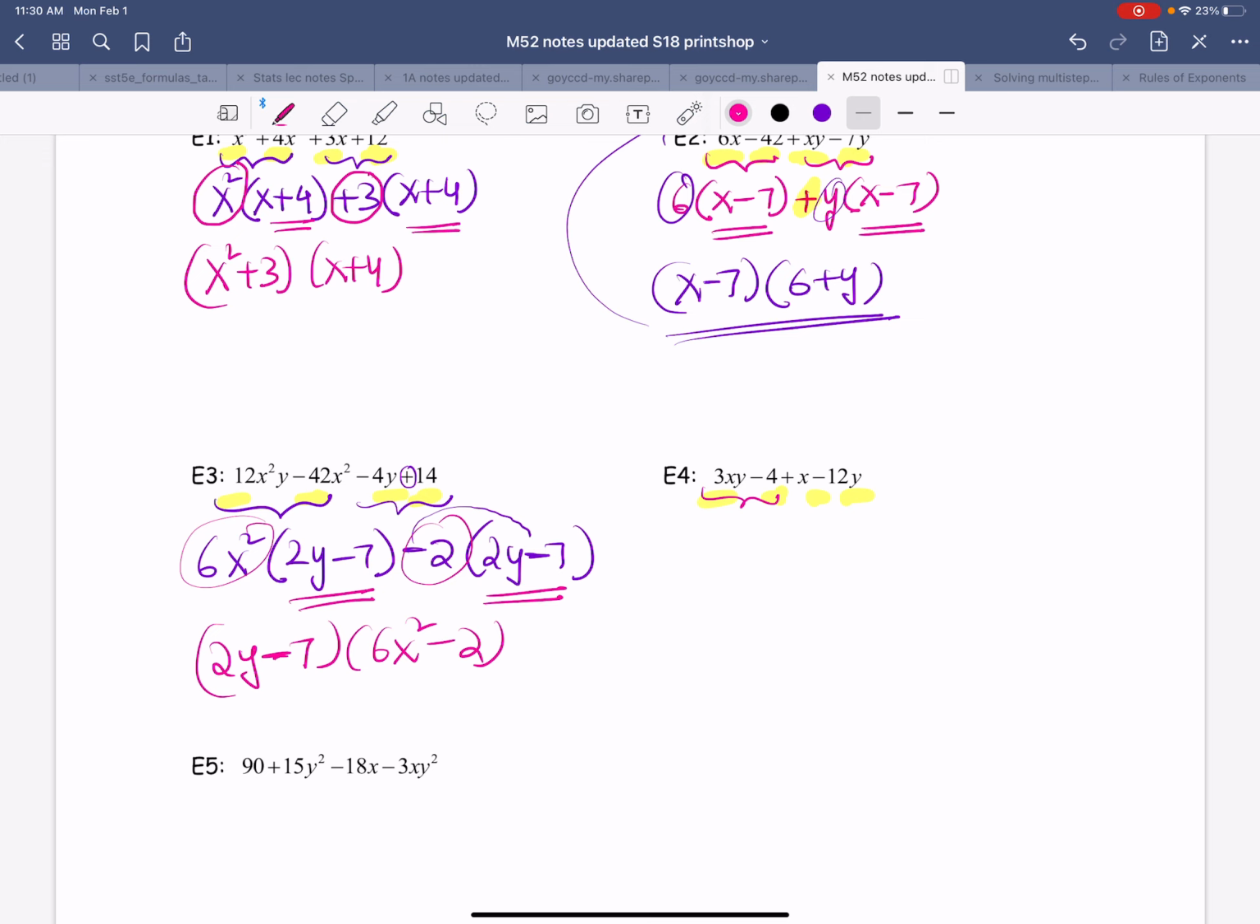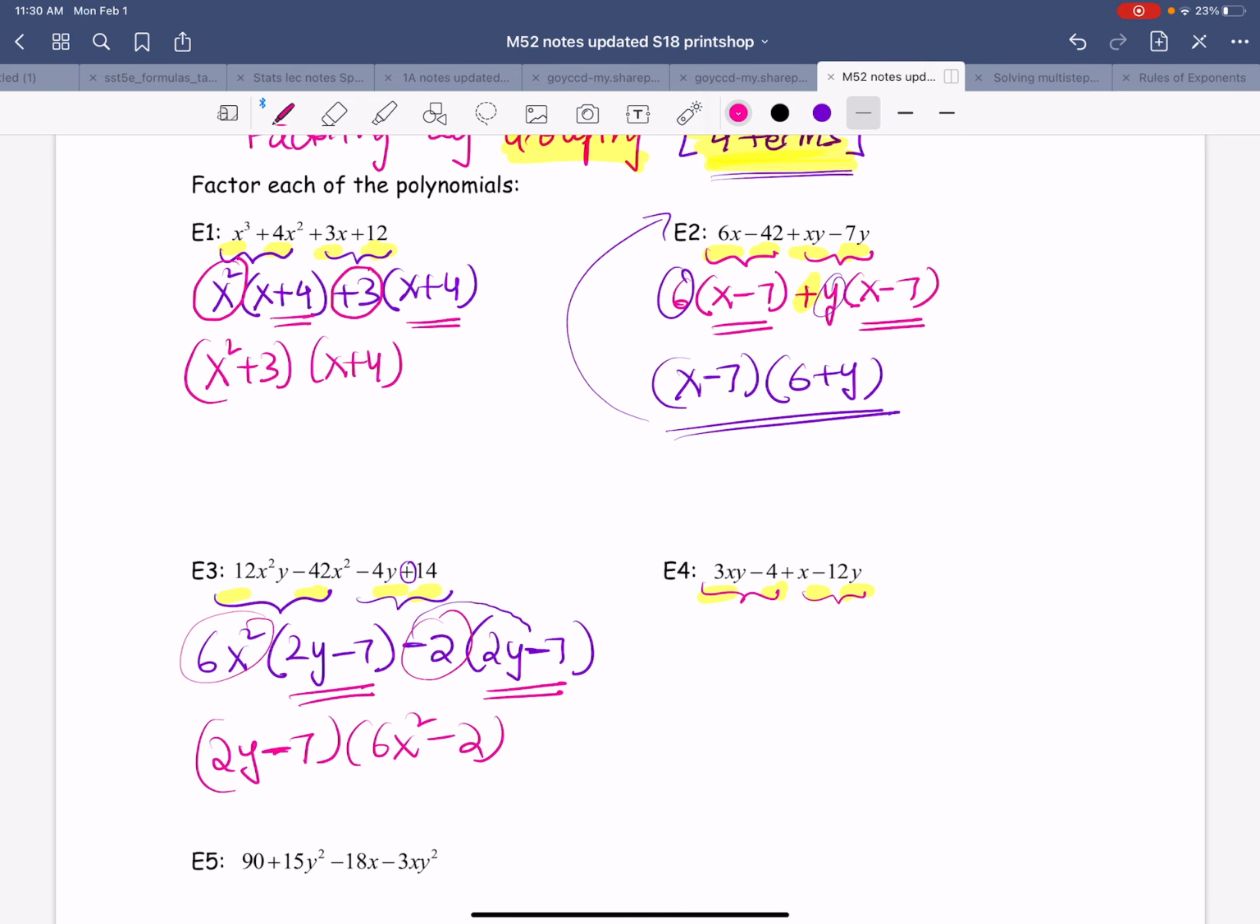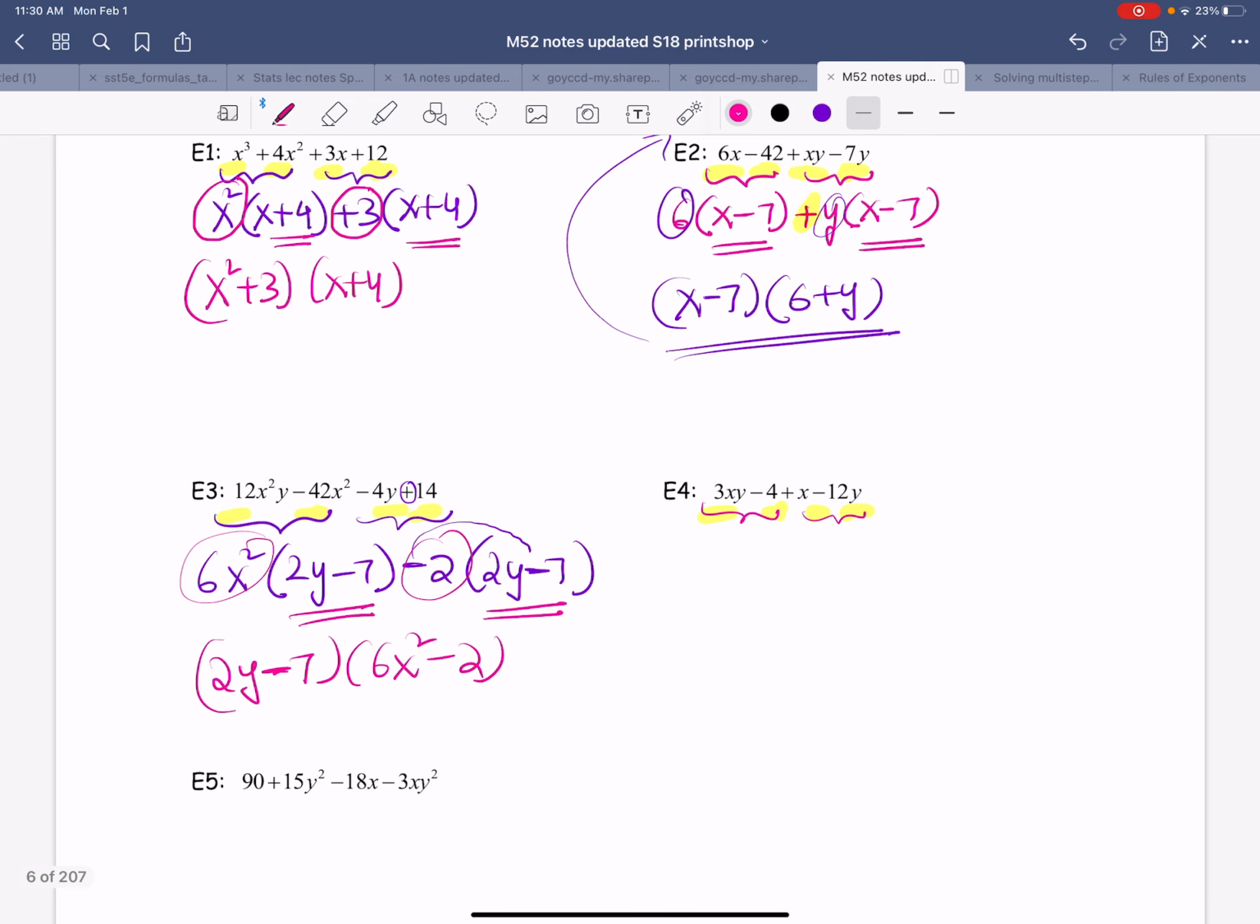3xy minus 4? No. How about x minus 12y? No common factor. So I'm going to try to rearrange a little. That way I do have some common factors in the terms. And addition is commutative, so you can change the order of the terms. It does not really make any difference. Let us go ahead and find the GCF in the first 2 terms. Looks like I can pull out 3y plus 1. And in the next one, I can pull out a negative 4.